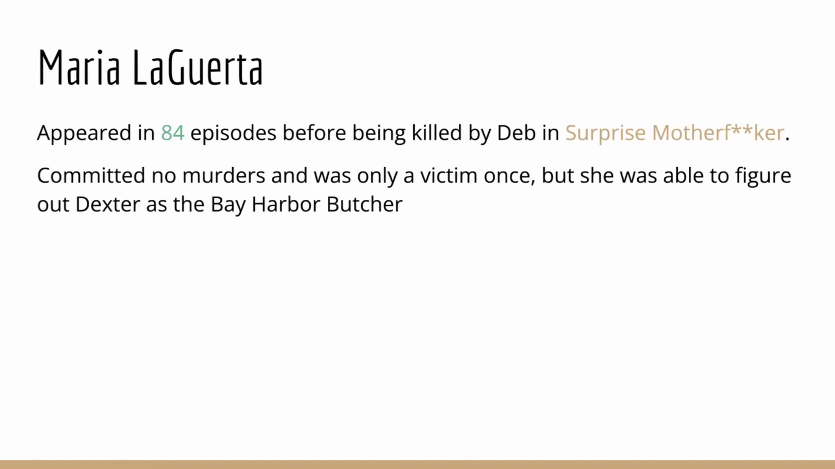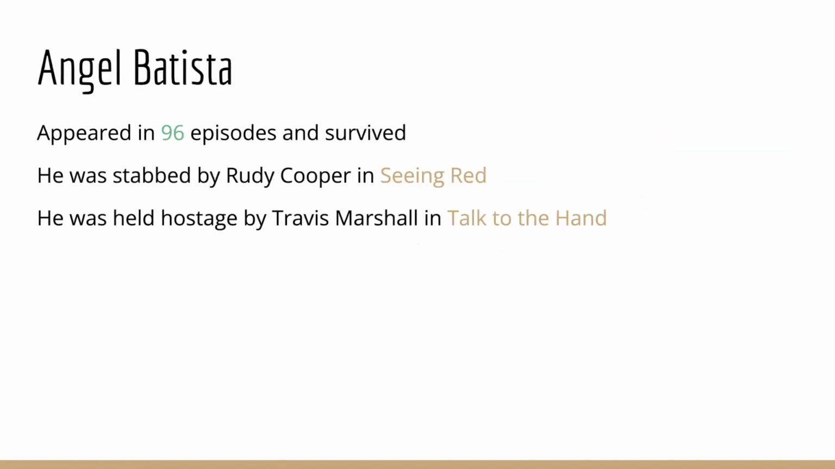Maria LaGuerta appeared in 84 episodes before being killed by Deb in Surprise, Motherf***er, and she committed no murders and was only a victim once, above, but she was able to figure out Dexter as the Bay Harbor Butcher. Angel Batista appeared in 96 episodes and survived. He was stabbed by Rudy Cooper in Seeing Red, and he was held hostage by Travis Marshall in Talk to the Hand, but obviously he survived both of those.